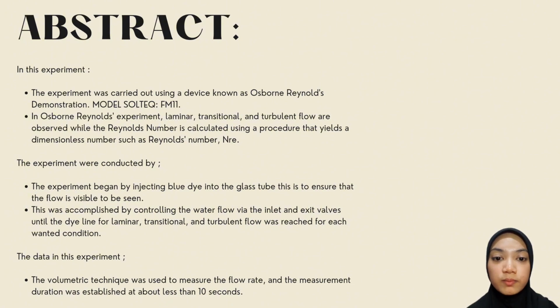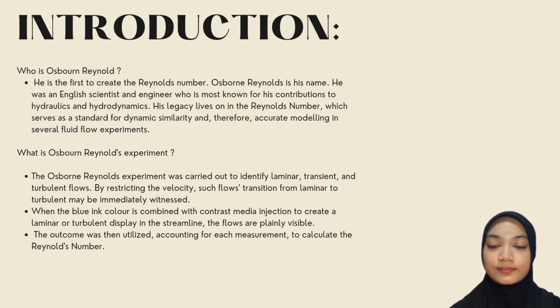This was accomplished by controlling the water flow via the inlet and exit valve until the dye line for laminar, transitional, and turbulent flow was reached for each wanted condition. The volumetric technique was used to measure the flow rate, and the measurement duration was established at less than 10 seconds. That is the introduction of this experiment.